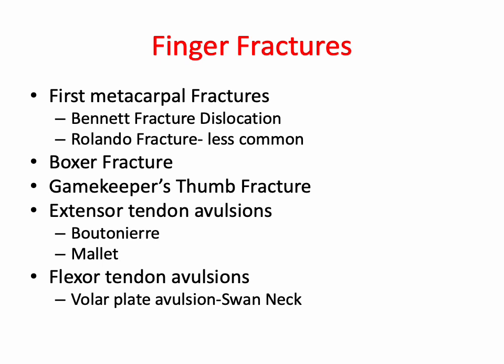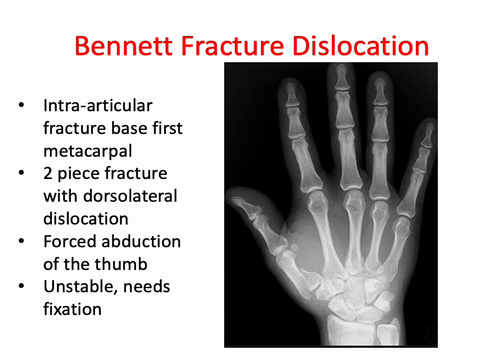So there are a few specific fractures of the fingers that Ben mentioned. Some particular first metacarpal fractures like a Bennett and Rolando, Boxer's fracture, gamekeeper's thumb, and then we'll talk about some avulsion injuries as well. So a Bennett fracture dislocation is an intra-articular two-piece fracture of the base of the first metacarpal, and is a result of forced abduction of the thumb.